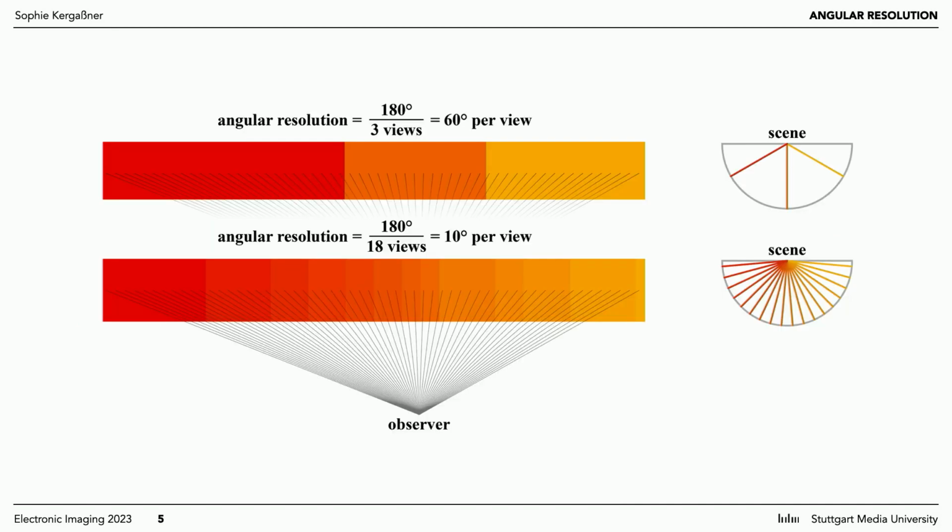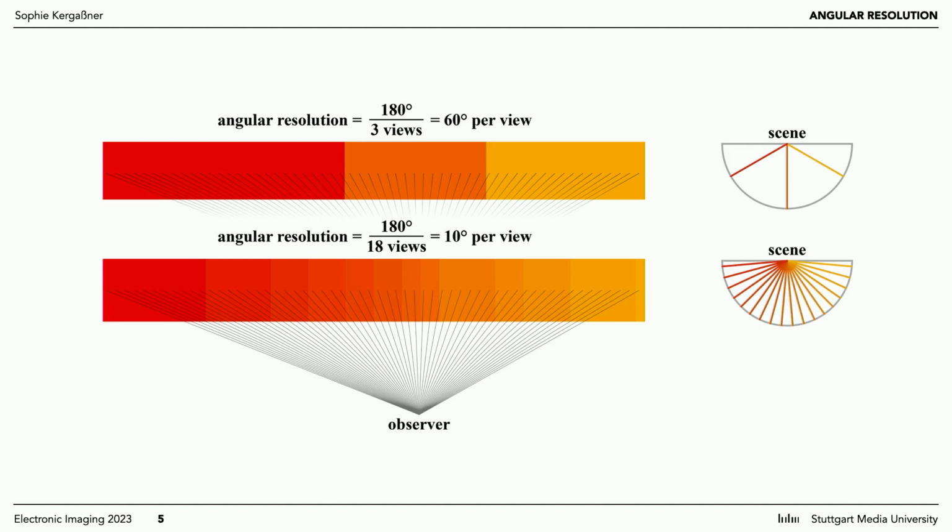So a light field display shows several views of a scene, and for our study we created 7 different stimuli with a different range of angular resolutions. But what exactly does the angular resolution affect in the displayed image? So here we can see 2 different examples with different angular resolutions. The top one with the orange, red and yellow is rather high with 60 degrees per view, while the bottom one is lower with only 10 degrees per view.